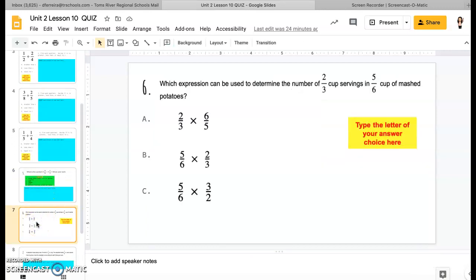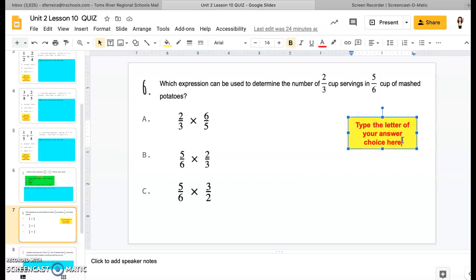Number 6. Which expression can be used to determine the number of 2/3 cup servings in 5/6 cup of mashed potatoes? A, 2/3 times 6/5, B, 5/6 times 2/3, or C, 5/6 times 3/2. And type the letter of your answer choice over here in the yellow box.